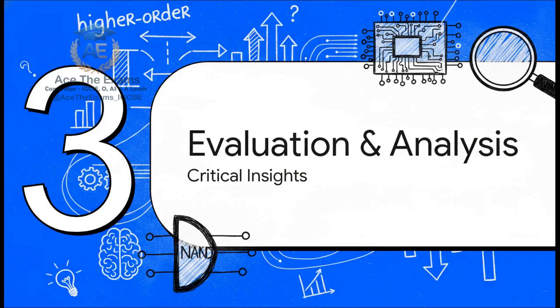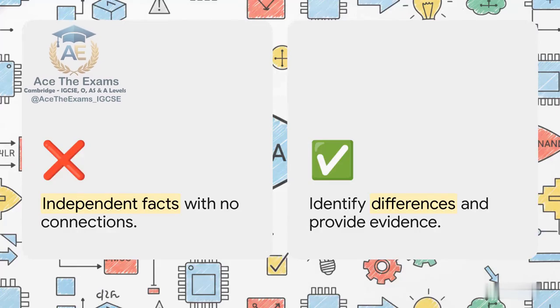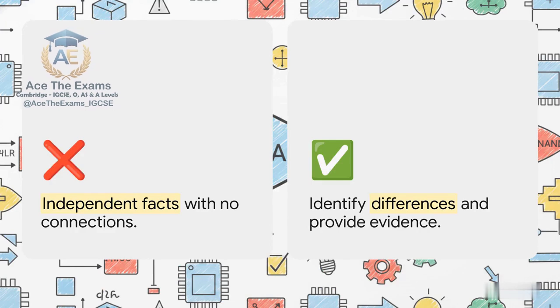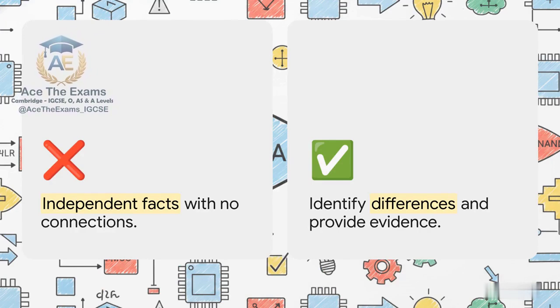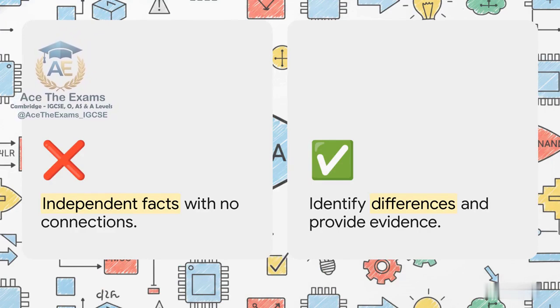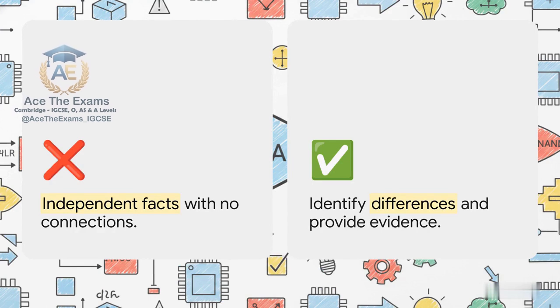Let's move to Section 3, Evaluation and Analysis. This right here separates the average answers from the truly exceptional ones. There is a stark difference between weak and strong comparative analysis. A weak analysis, it just states facts independently.